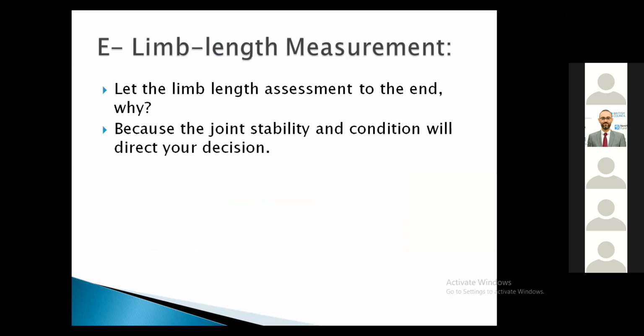Return back to limb length measurement. Let the limb length assessment be the end. The last thing to think about is limb length discrepancy, because joint stability and condition will direct your decision. If you have an unstable joint, the limb length correction will be dangerous for this joint.